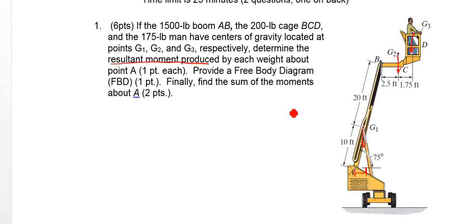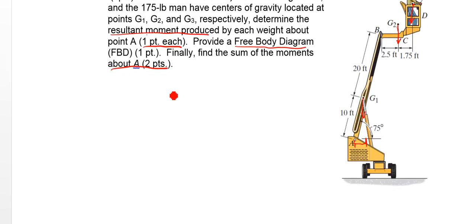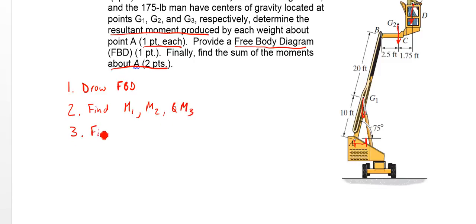So we get 1 point for each of those moments. We get a point for a free body diagram, and then a point for the resultant moment of those. So our plan, step 1, we're going to draw a free body diagram. This is a pretty good picture here, but we could use simplification just to make it a little easier, and we'll get a point for it. Step 2, we'll find each of the moments. I'm going to call them M1, M2, and M3. Step 3, find MR, the resultant moment, which is M1 plus M2 plus M3.